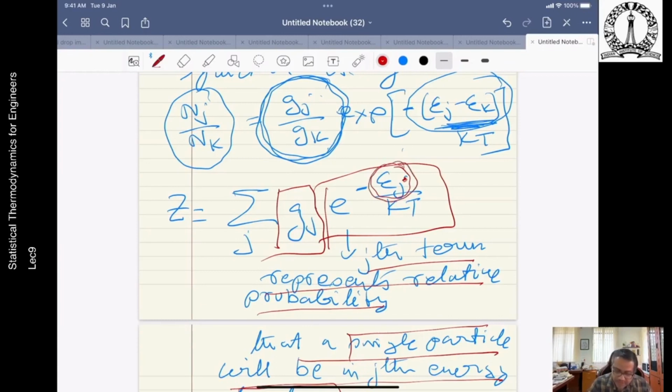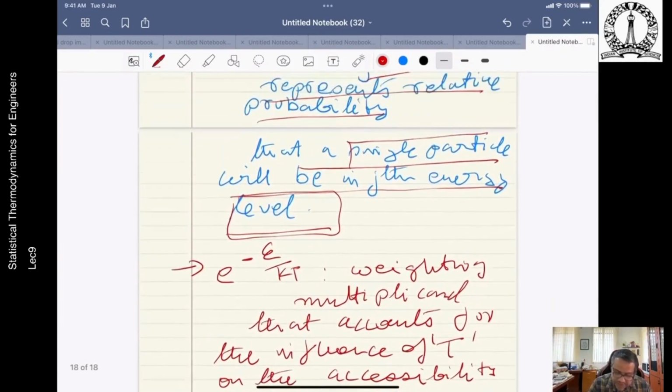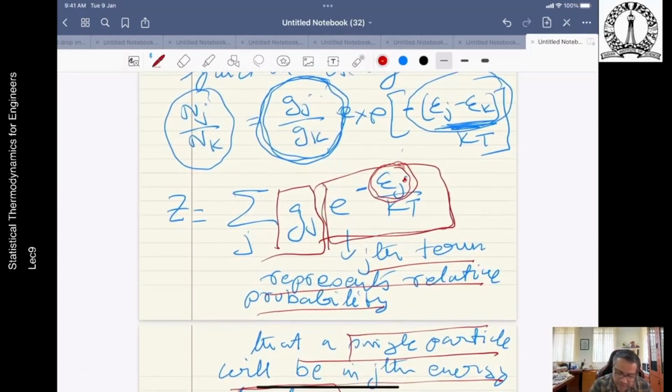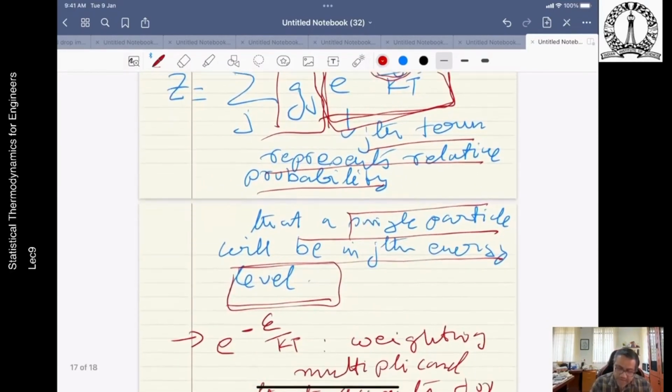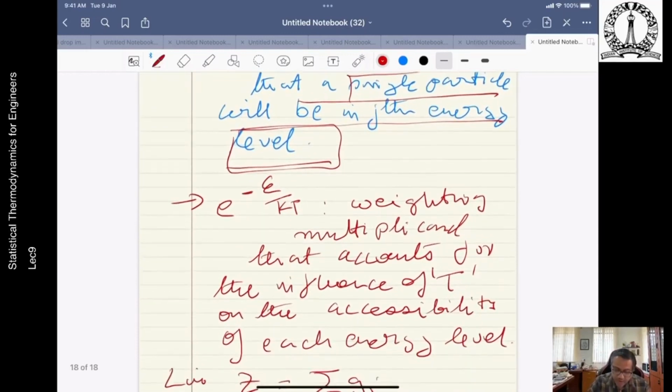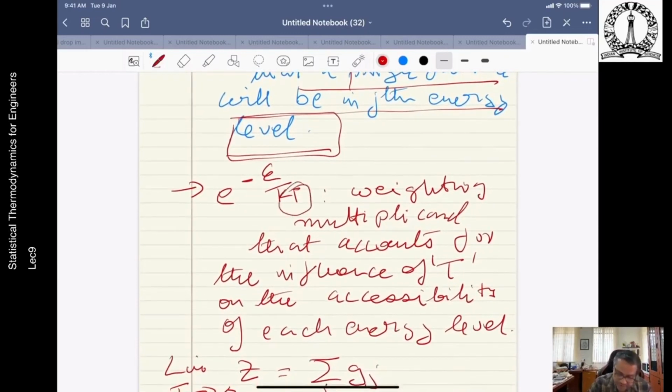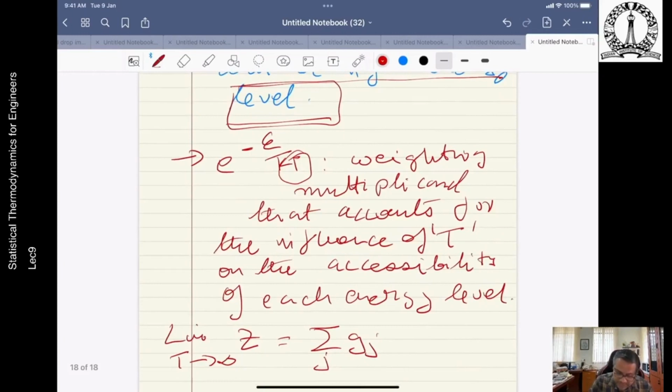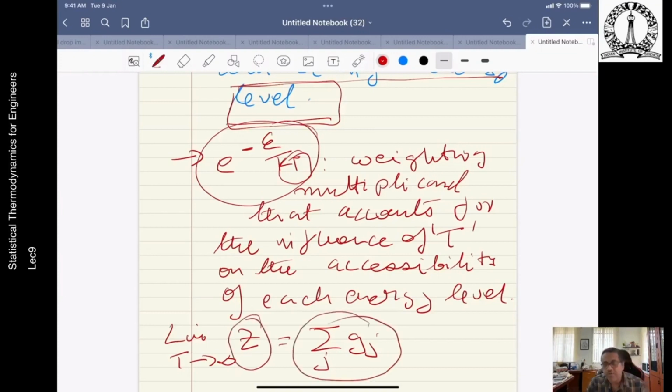So this term is like a weighing fraction. Not all energy levels have equal probability, which is understandable. The relative probability of a particle being at a higher energy level is comparatively a little lower. Now, when the temperature becomes infinite, this term essentially drops out and the partition function becomes the sum total of all the degeneracies, the sum total of all the microstates.